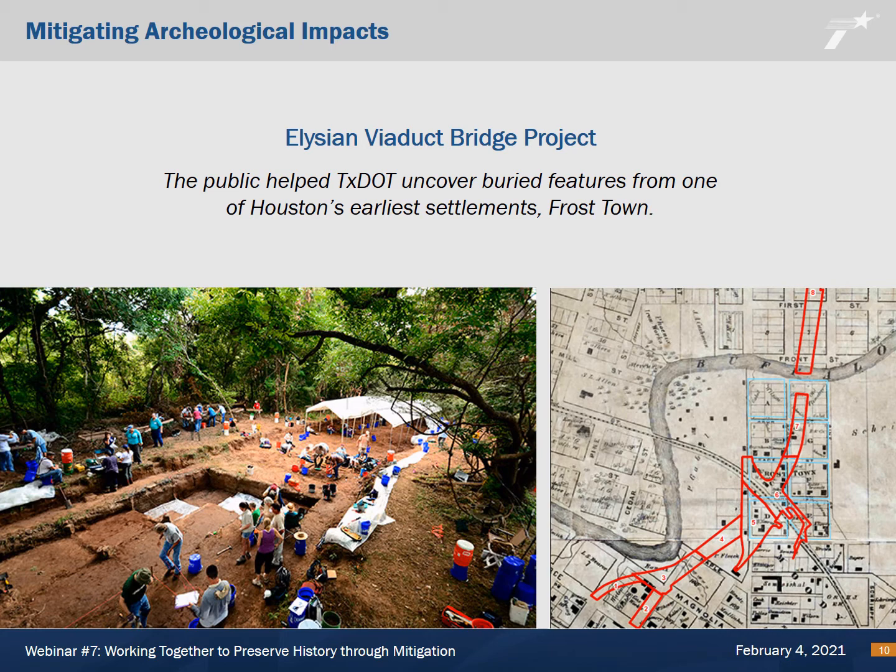During a bridge replacement project in downtown Houston, TxDOT discovered traces of Frosttown, one of the earliest settlements in the Houston area, now largely forgotten. Located just south of Buffalo Bayou, the 8 city blocks of Frosttown date back to the 1830s and were a vibrant community through the early decades of the 20th century.